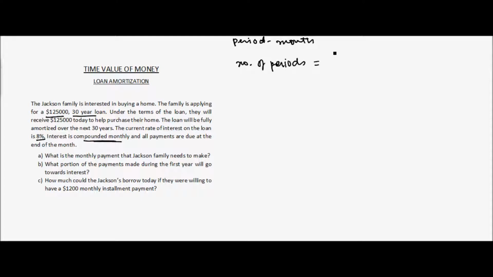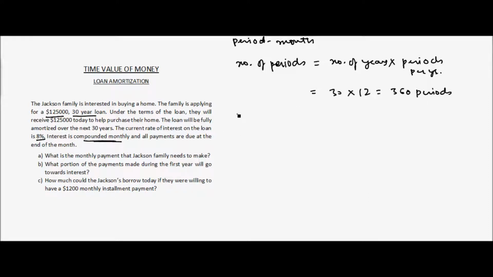So this is equal to the number of years multiplied by periods per year. So number of years is 30 into periods per year. So period is month and number of months per year is 12. So this becomes 360 periods.